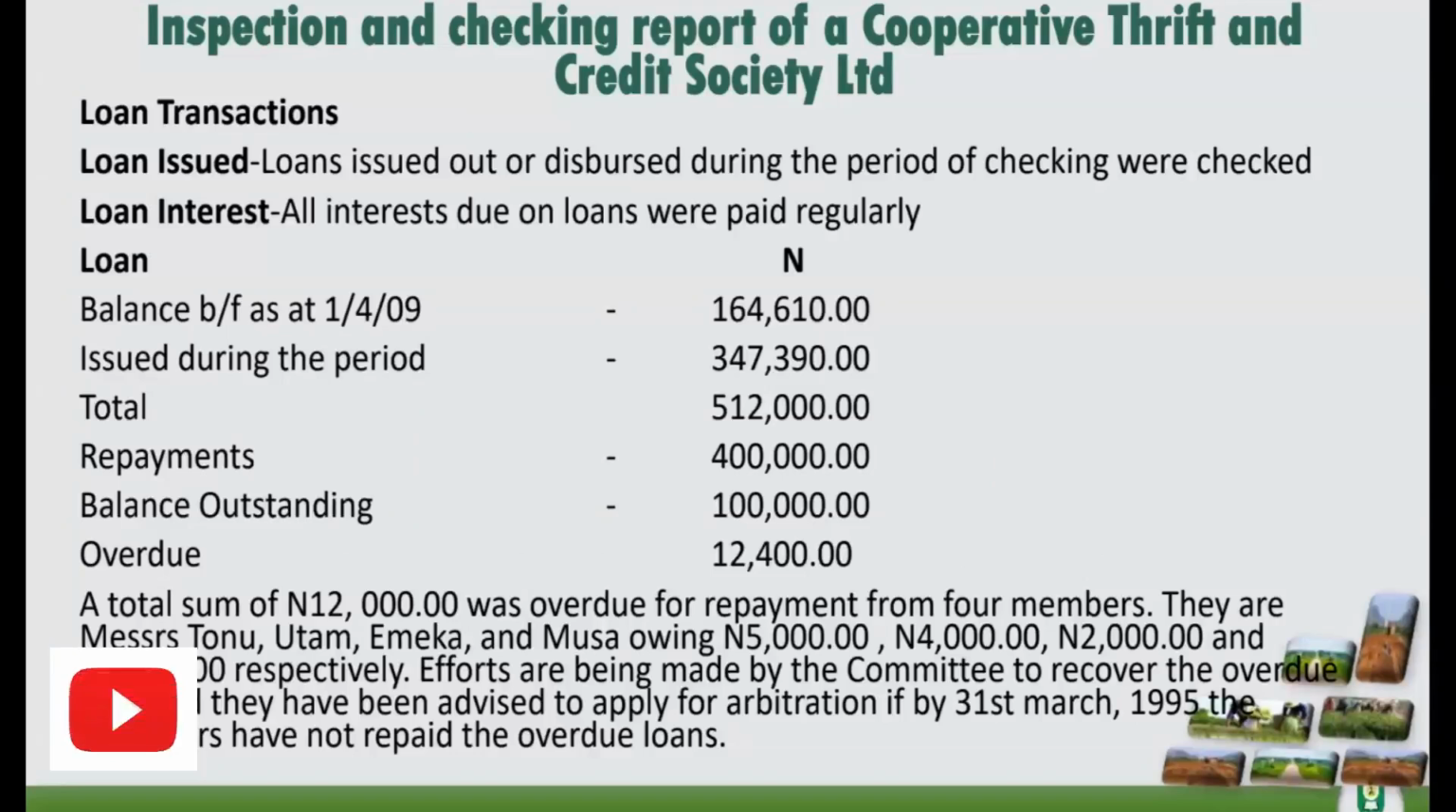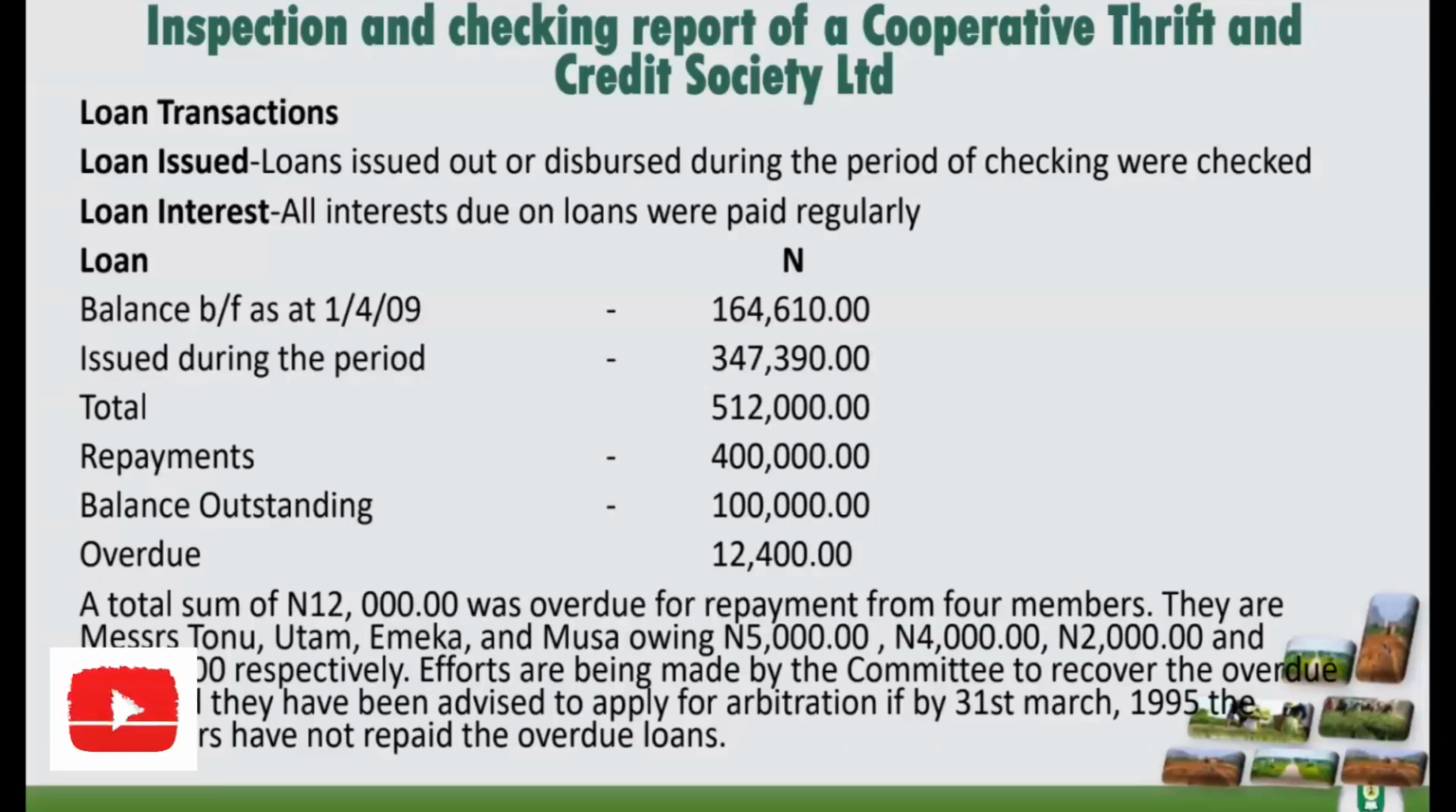Now, under loan, balance brought forward as at 1st of April 2009, you mention that 164,610. Issued during the period 347,390. Total 512,000. Then repayments 400,000 have been repaid. Balance outstanding 100,000. Overdue 12,400. A total sum of 12,000 was overdue for repayment from 4 members.